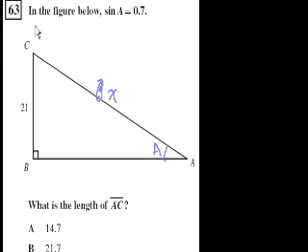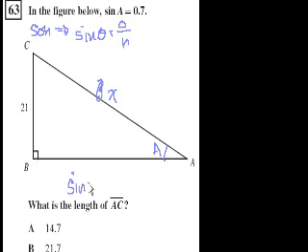SOHCAHTOA tells us that sine of some angle, let's call that theta, is equal to the opposite over the hypotenuse. So sine of A, in this example, is going to be equal to the opposite, 21, over the hypotenuse, over x. And they tell us that the sine of A is equal to 0.7. So that's also equal to 0.7.